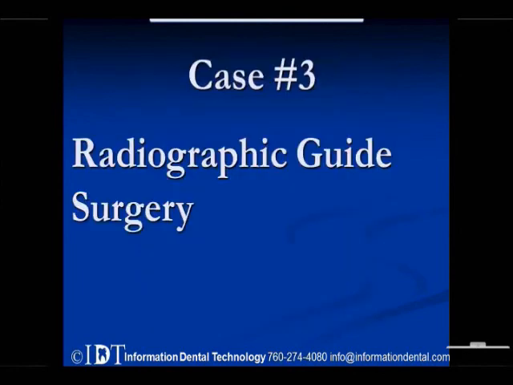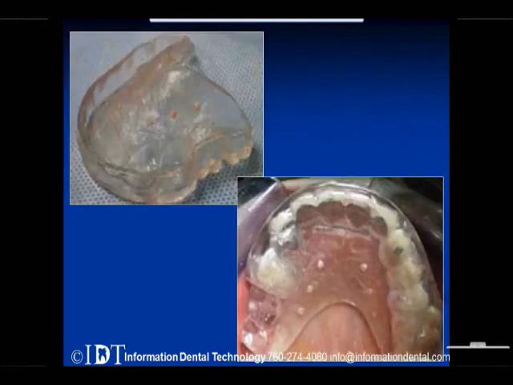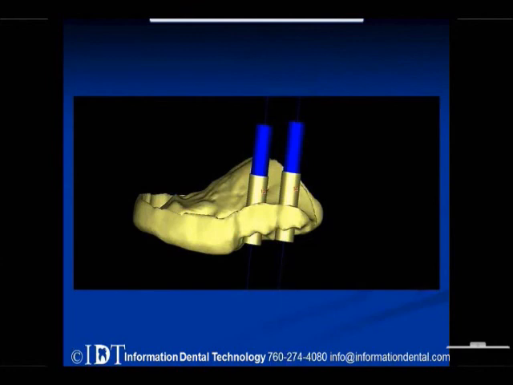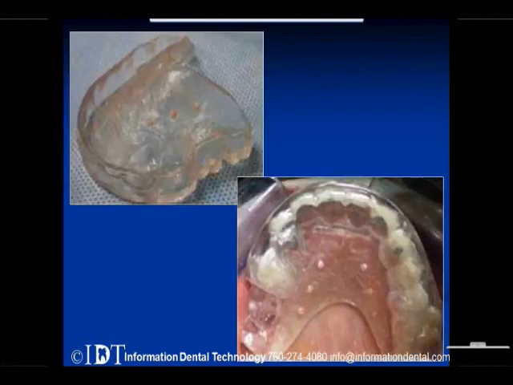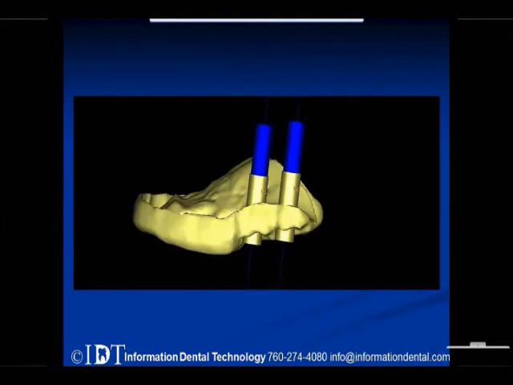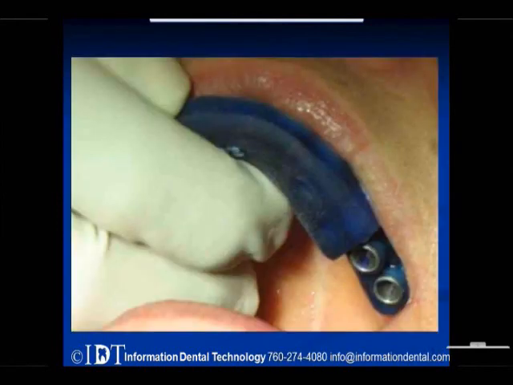The last method is our radiographic guide surgery. And this is the most commonly used radiographic guide surgery technique. And so what we did, this is a maxillary arch. There's 6 gutta-percha markers in there. We're doing 2 implants in the posterior. And so we scanned the patient wearing the radiographic guide, scanned the guide by itself, merged it together, did the treatment plan, placed 2 implants in the posterior, and then fabricated the surgical guide.